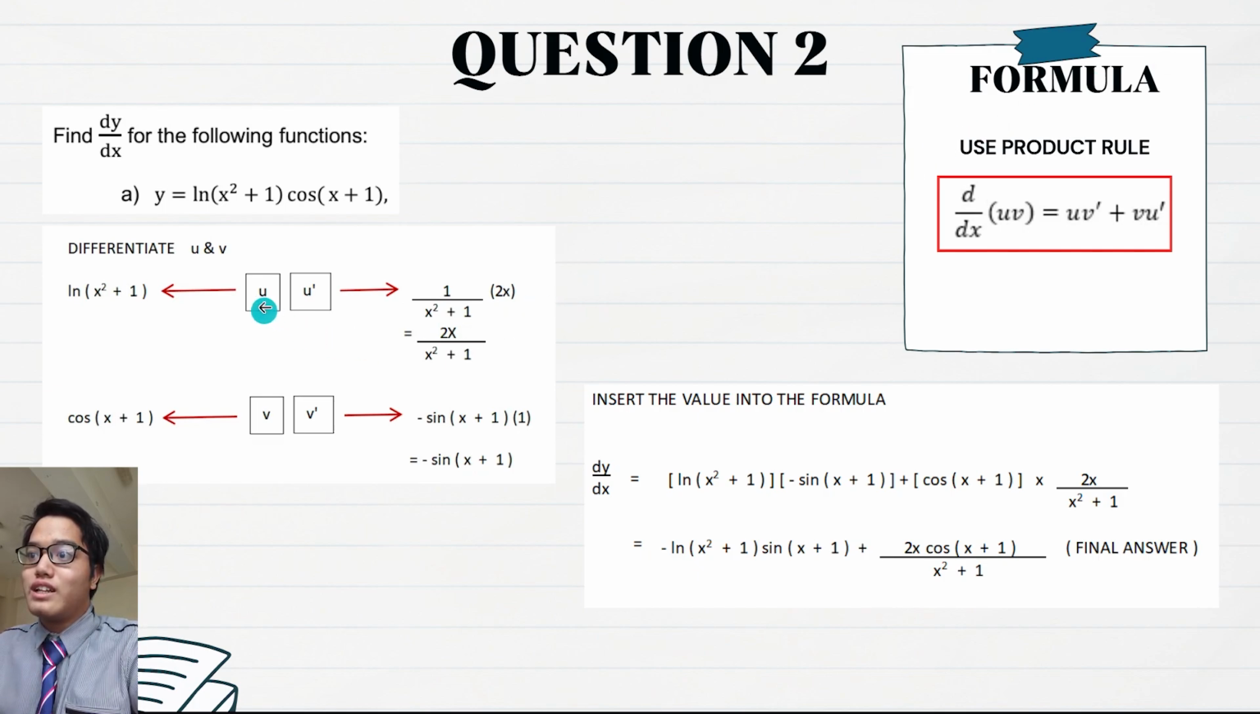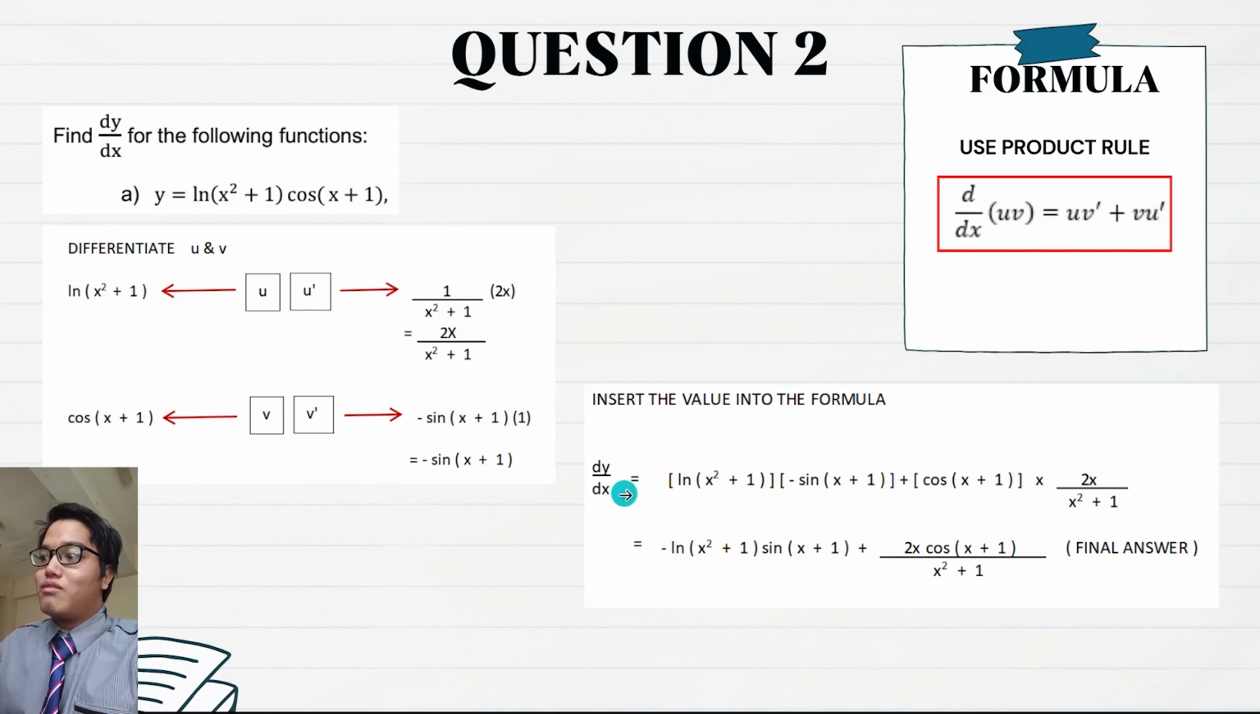After we differentiate each function, we will get the values. For u, we will get 2x over x power of 2 plus 1, and for the function that we use for v, after we differentiate it, we will get negative sin(x plus 1), and using those values, we need to substitute all of them into the product rule.